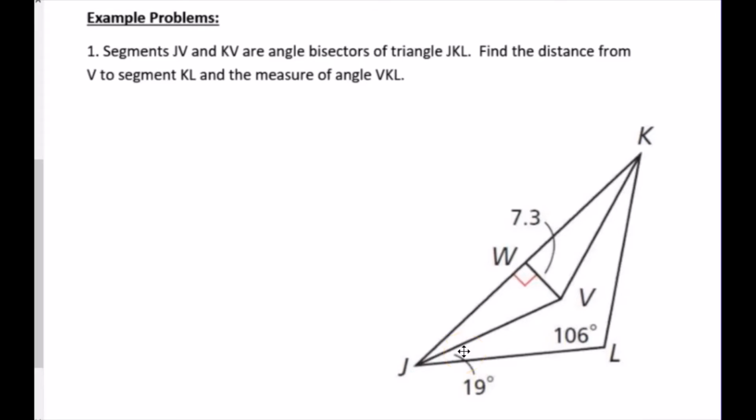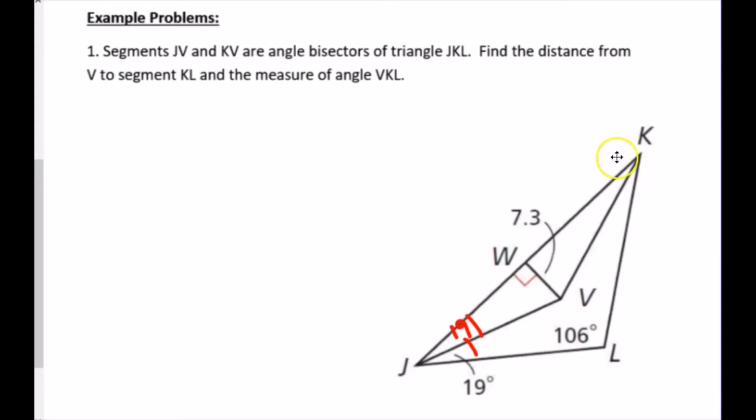What else do we know because of that? If JV is an angle bisector, what do you know about these two angles? They're the same, right? If this is 19 degrees, this has to be 19 degrees. Because it was bisected. They have to be equal. So let's label that. This arc and this arc, these angles are equal. So I'm going to label 19 right there. Okay?